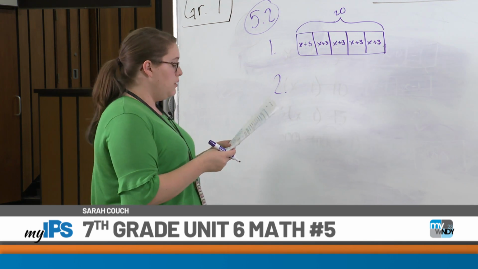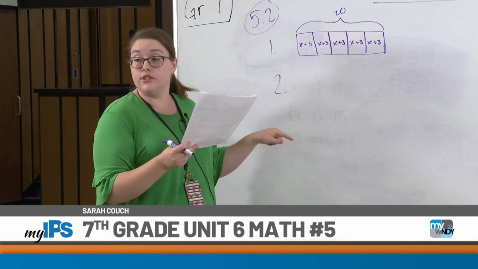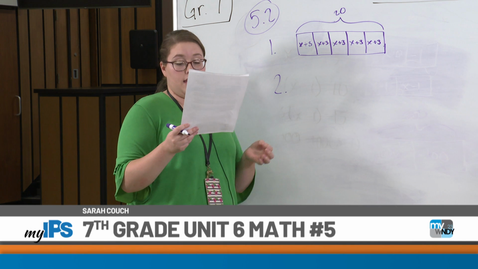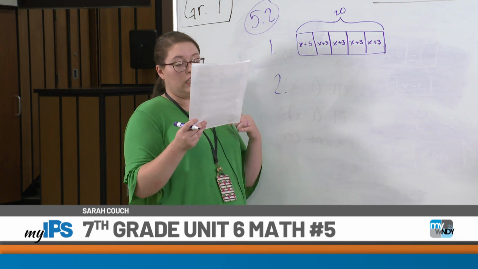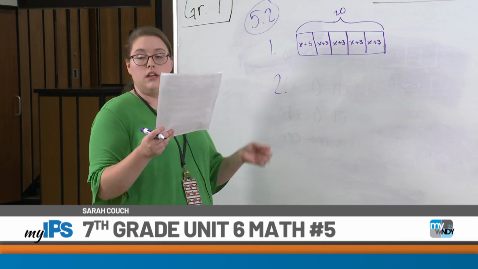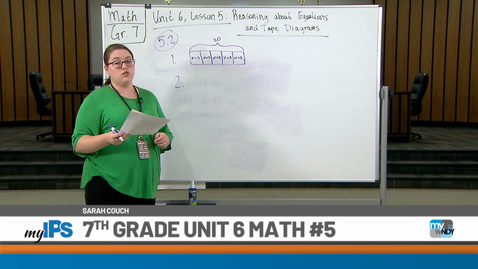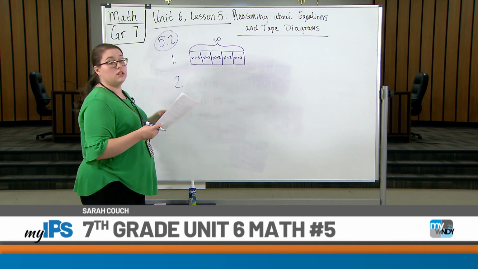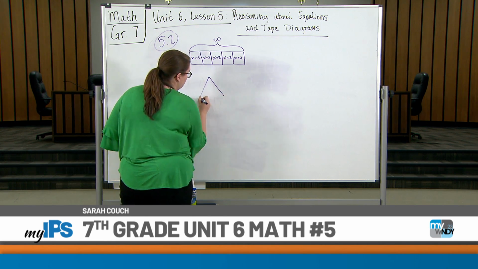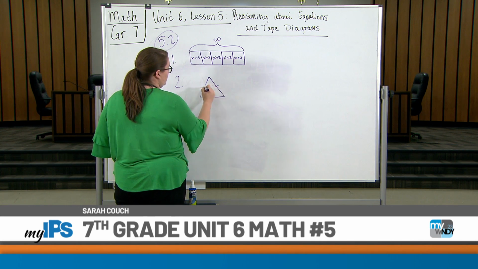Number 2 reads that Noah drew an equilateral triangle, which means that all sides are the same length, and the sides have a length of 5 inches. He wants to increase the length of each side by X inches so the triangle is still equilateral, meaning equal on all sides, and has a perimeter of 20 inches. So the perimeter is adding all those edges together. So for this one, I do want to draw a picture just because it's a little different than what we've been experiencing so far. So I'm going to draw these lines here.